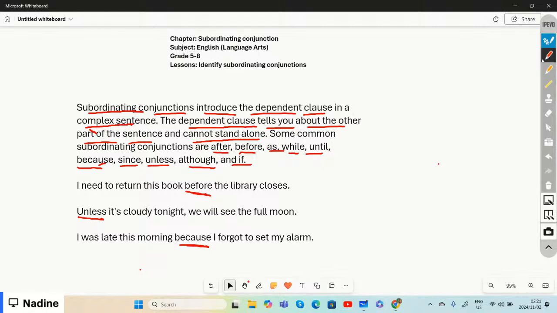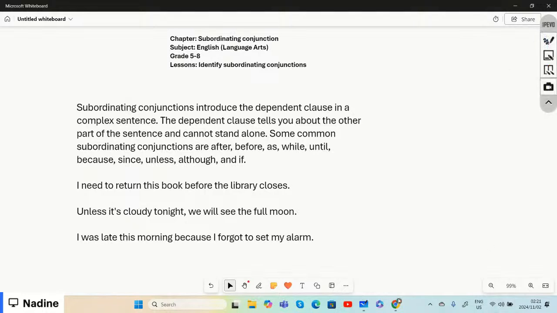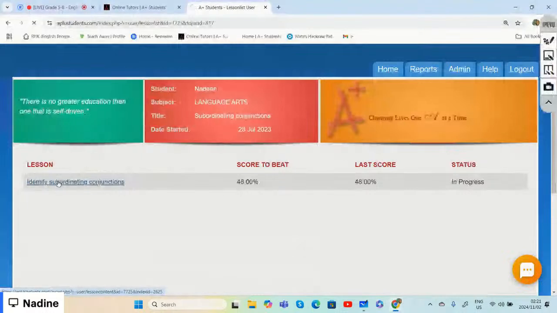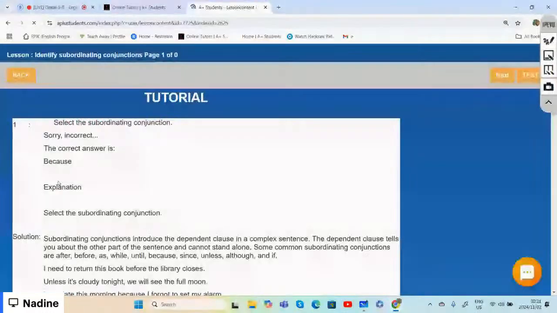All right. So now we're gonna go to aplusstudents.ca. So we're first going to aplusstudents.ca. We're going to identify subordinating conjunctions, maybe make some more sentences, and then we are going to our test. And we're going to identify subordinating conjunctions.